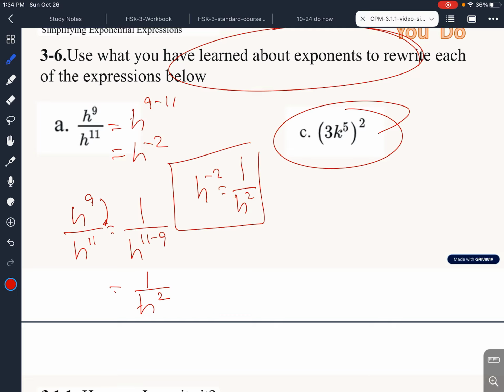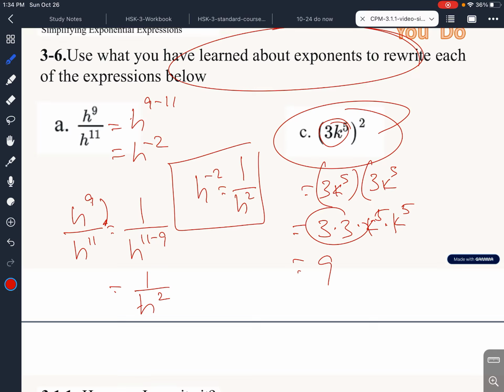And real quickly, so now what this means is this whole thing gets squared. So I have to take 3 times k to the power of 5 times itself, right? So again, what are my like terms? 3 and 3. So I have 3 times 3 times k to the power 5 times k to the power 5. Well, 3 times 3 is 9. We just said that if we multiply same base, k, I have to add.